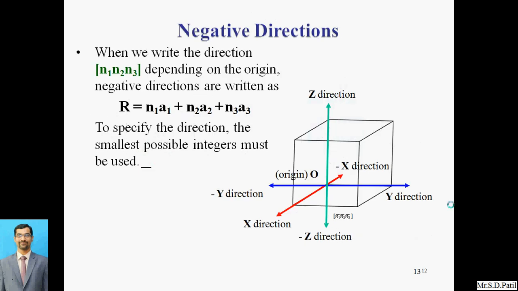Now when we want to go in the negative direction, when we write the direction n1, n2, n3 depending on the origin, the negative directions are written as r = n1a1 + n2a2 + n3a3. So these indicate the negative directions. Suppose this is the origin O, this is the y direction in the negative zone, this is the y direction in the positive. Similarly for z it will be negative and positive. Similarly for x, when we move in this direction it will be the negative direction for x, and when we move in this direction it will be the positive direction of x.